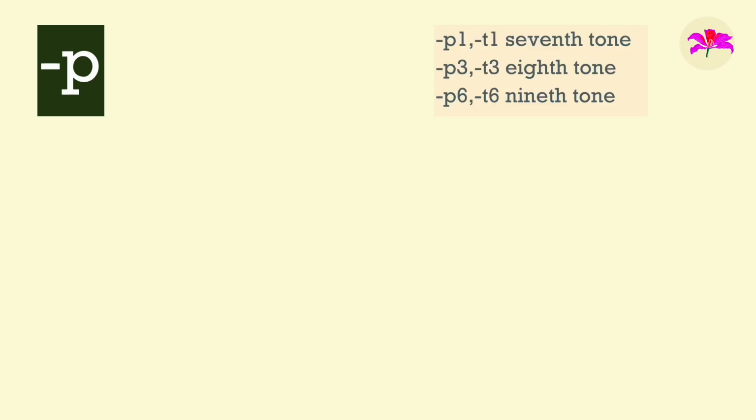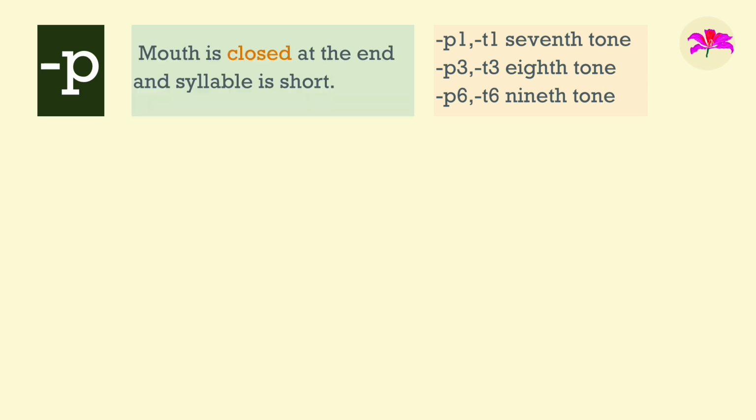Now let's look at the third ending, the ending P. With this ending, it indicates that the word is either in the 7th, 8th, or the 9th tone. The mouth is closed at the end and the syllable is short. For English speakers, please pay attention. You do not need to pronounce the ending P. Alright, so let's look at the following examples and read with me.